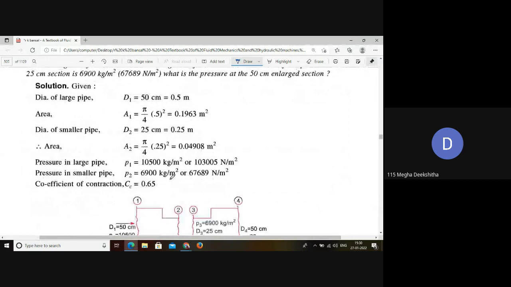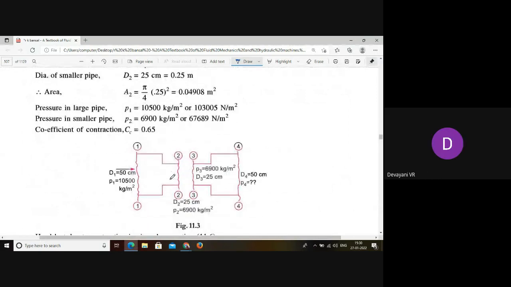Okay, so I will go for another topic. So another topic is pipes in parallel and series.